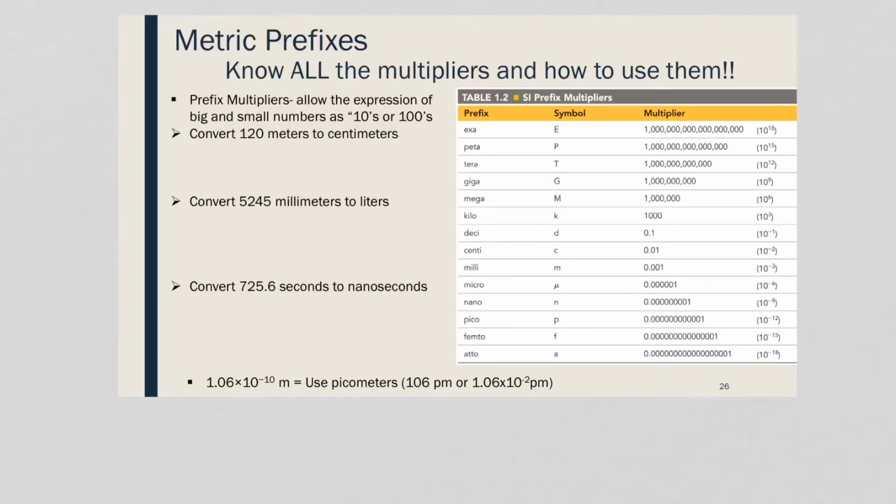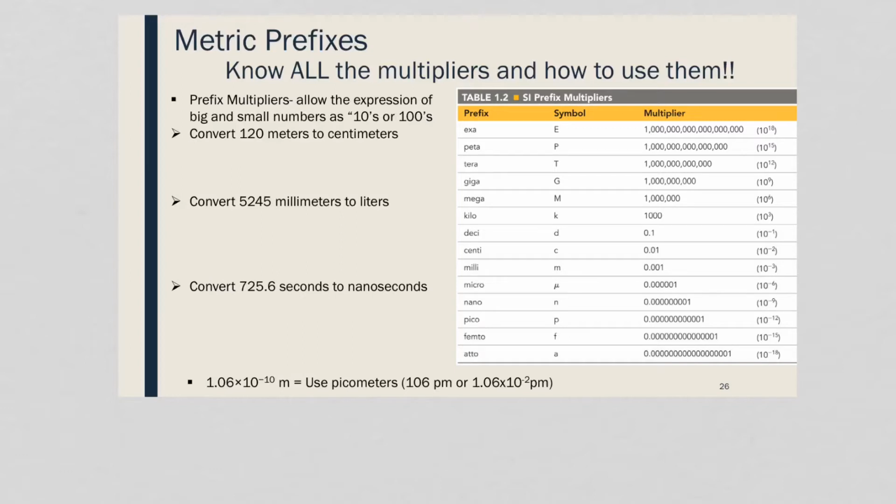Hello, class. So today I want to continue our look at measurements and specifically discuss the metric system and, more importantly, the metric prefixes. The metric system as a whole is a base 10 system, and the prefixes allow us to express big and small numbers in smaller quantities, or in fewer numbers of them.